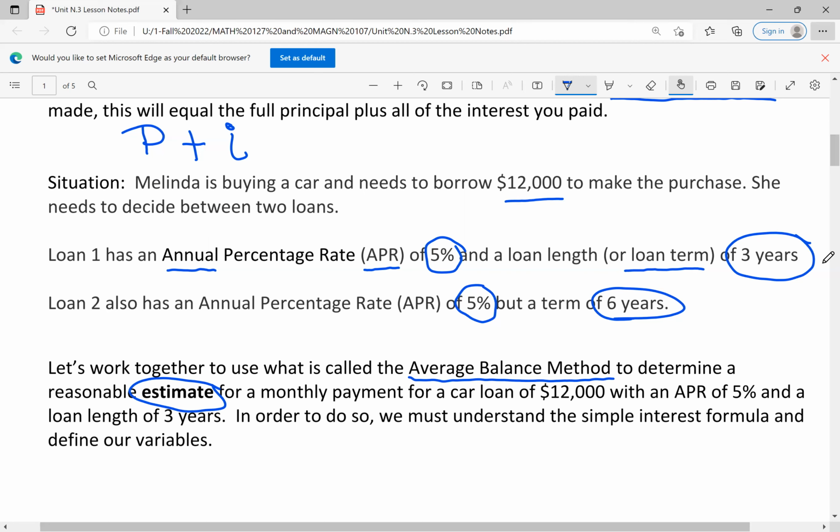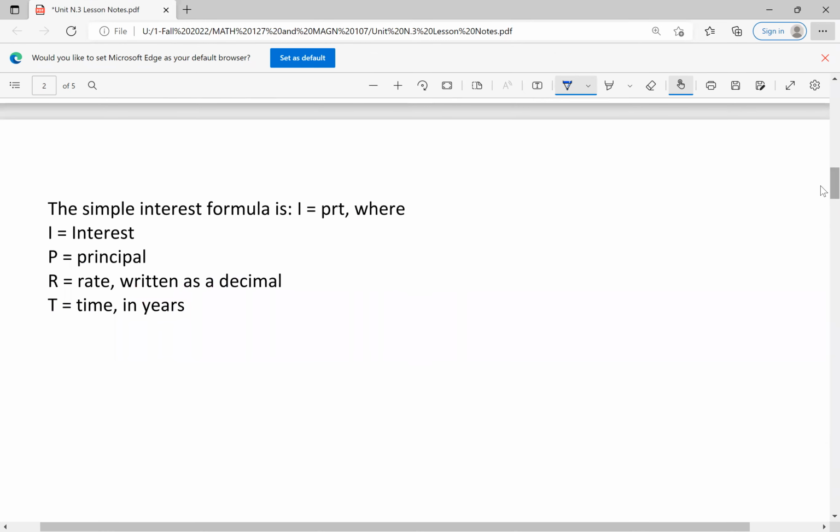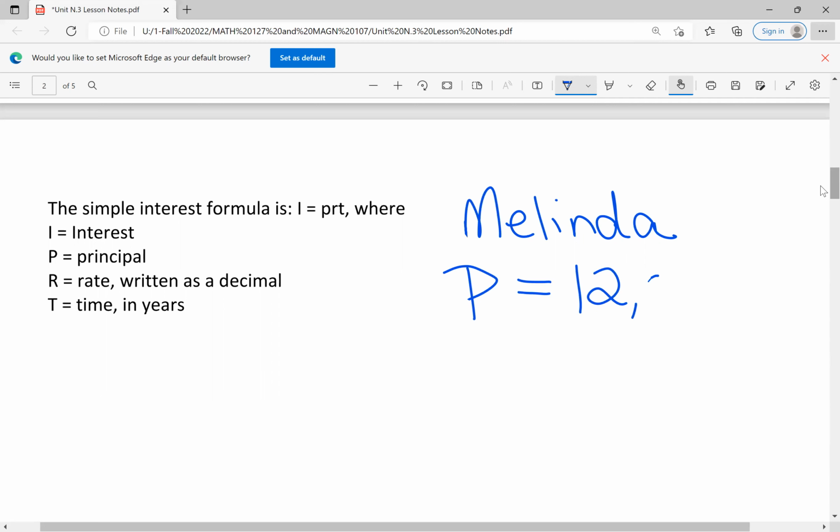So in order to do so, we first must understand the simple interest formula and define our variables. Okay. So the simple interest formula is I equals PRT. So I stands for interest. P is our principal. So for Melinda, the principal is $12,000.